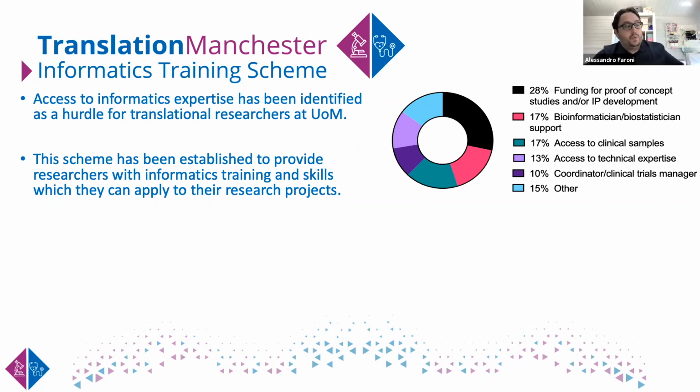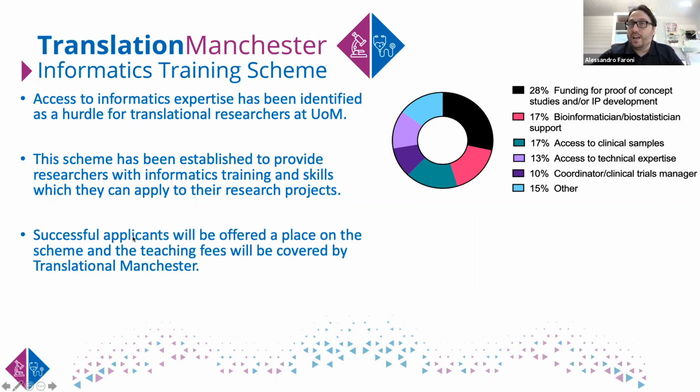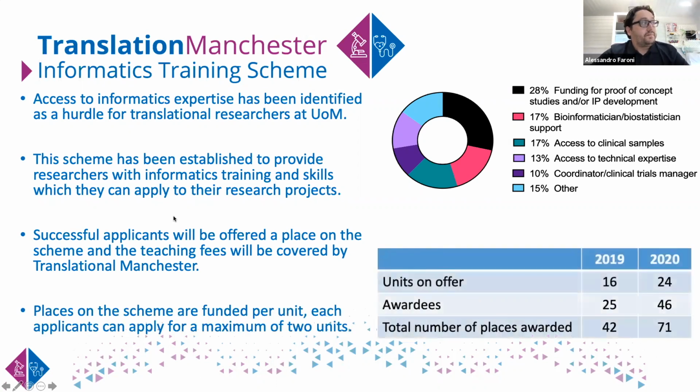But what we do is we cover the fees for academics from each level, from PhD student to professor, to go and attend a couple of units within those courses that are relevant to their research. And we cover the fees for that via the Translational Partnership Award. So we allow all participants to select up to 2 units.